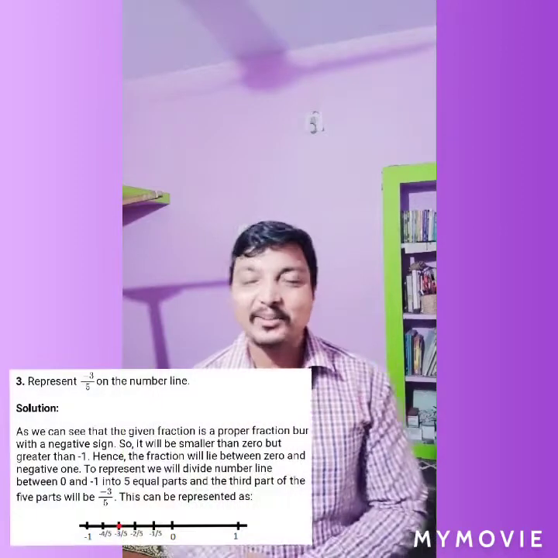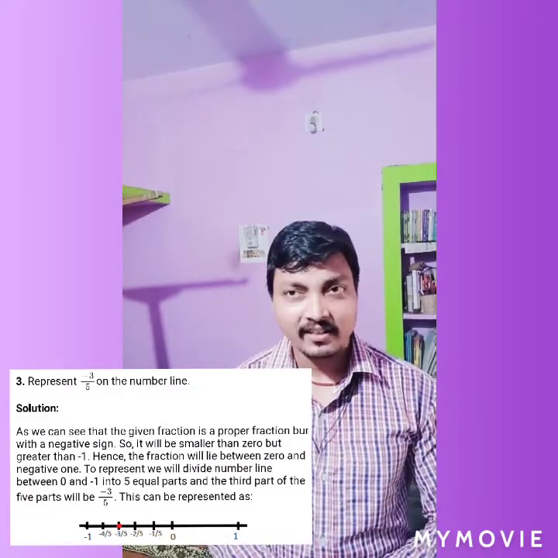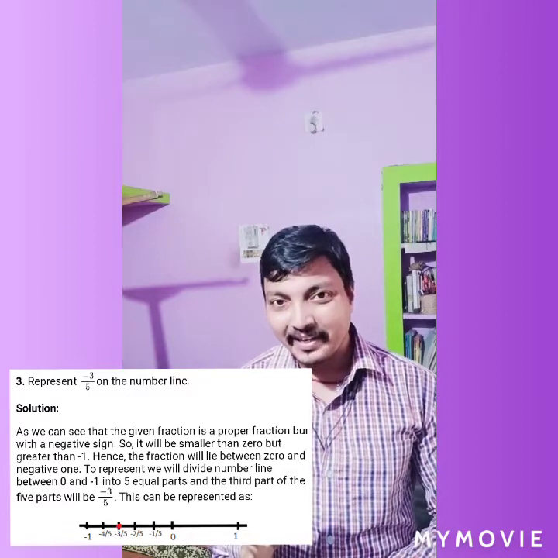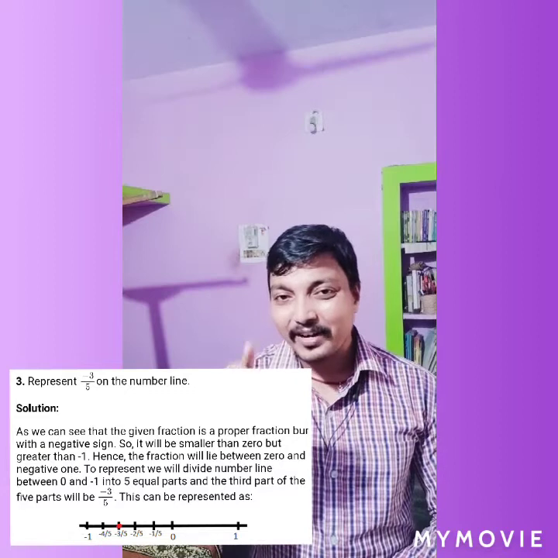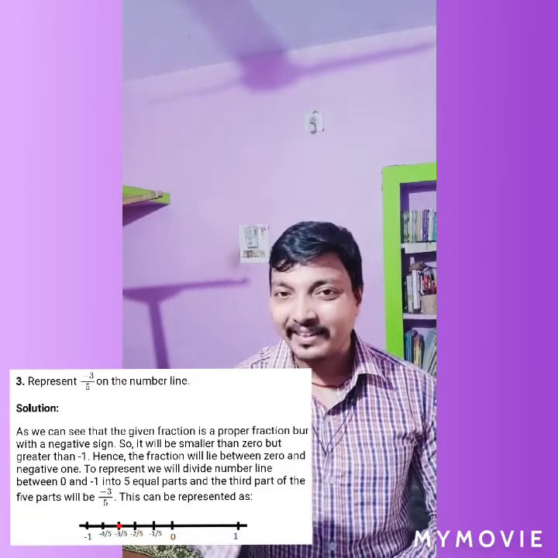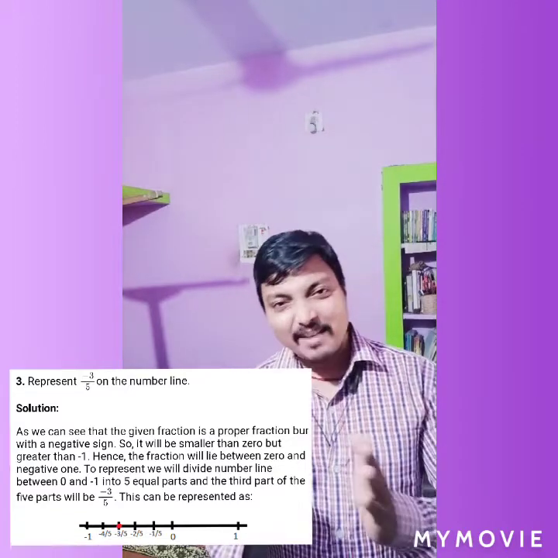Ready? Another question I am showing you: minus 3 by 5. Minus 3 by 5 is one of the rational numbers where the numerator is smaller than the denominator. And it has a minus sign. I have already said the numerator is smaller and it has the minus sign, so it means it lies between 0 and minus 1. The same thing you have to follow.